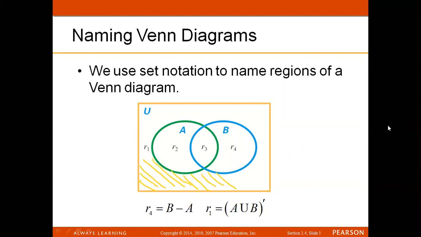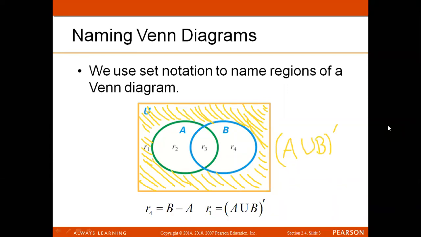A union B would be everything inside of A and B shaded, inside of A or B or both. But now we've shaded A union B complement.